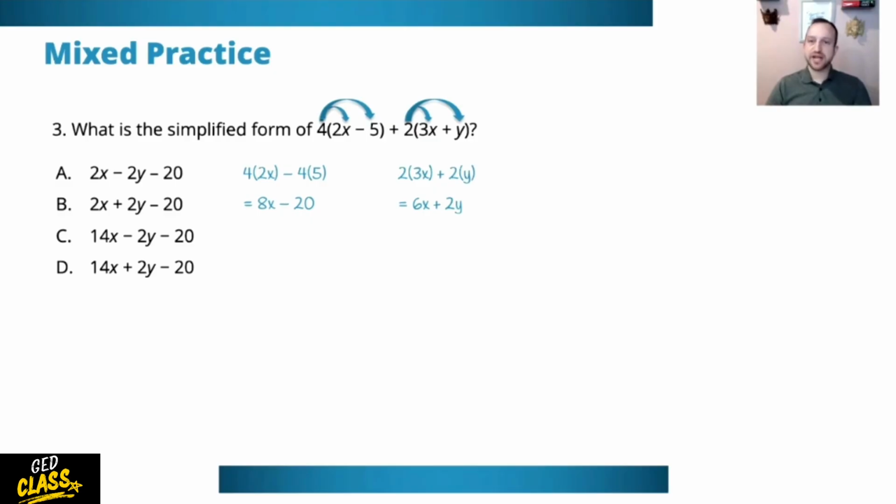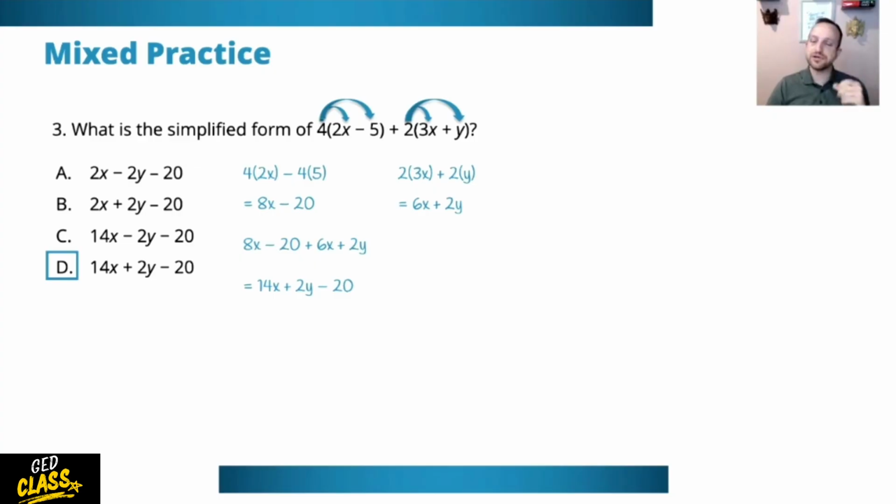At this point, I can see that I have x's in both parts of the expression. Let's combine those together into one. Adding the x's gives 14x plus 2y minus 20. That's answer choice D. Done!